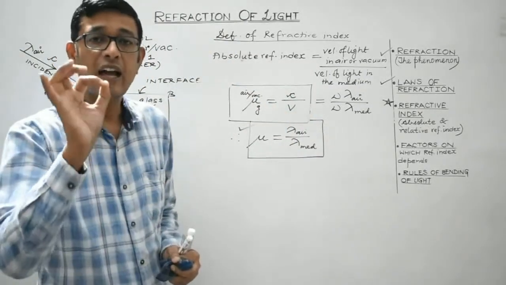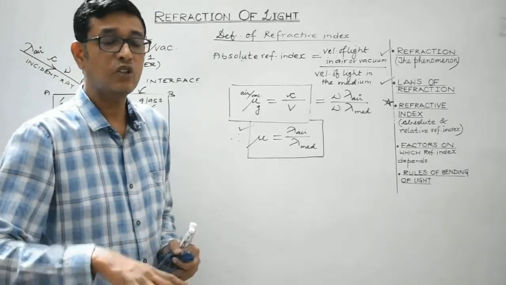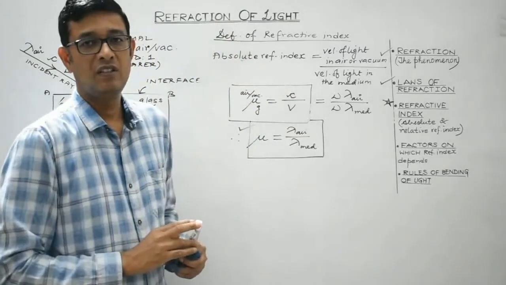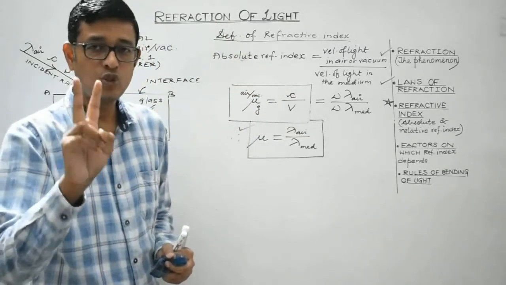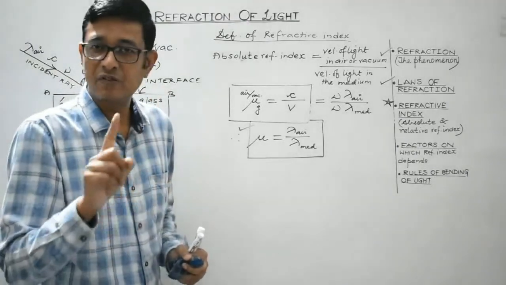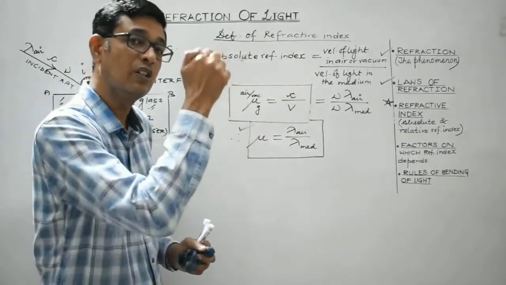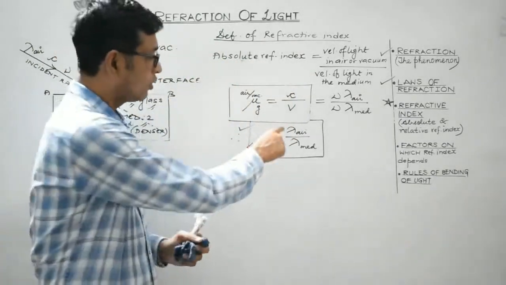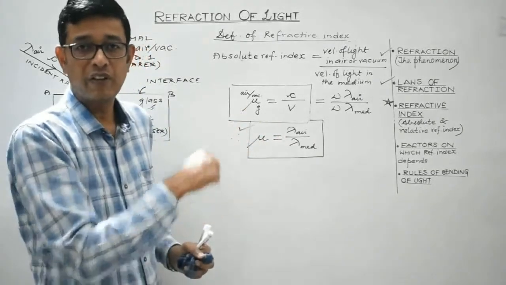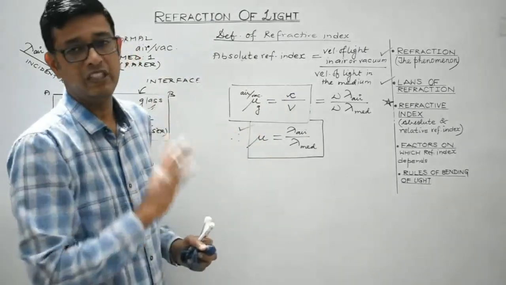So students, if I say absolute refractive index, it means the refractive index of a given medium with respect to air or vacuum. So it can be defined in two ways. In terms of speed of light, absolute refractive index is defined as the ratio of the speed of light in air or vacuum to the speed of light in that particular medium. In terms of wavelength, absolute refractive index may be defined as the ratio of the wavelength of the light in air to the wavelength of the light in that particular medium.